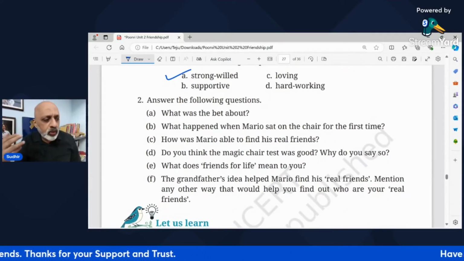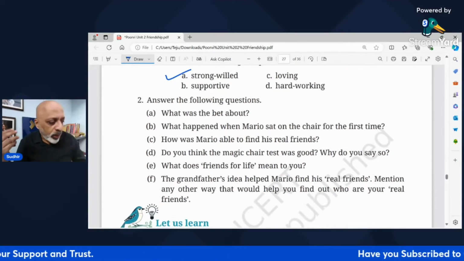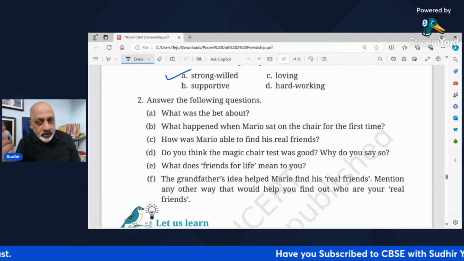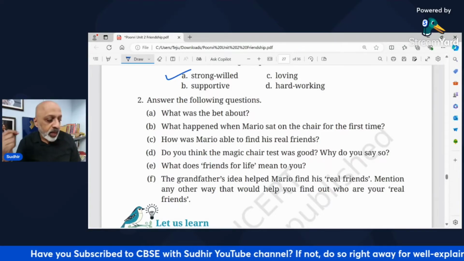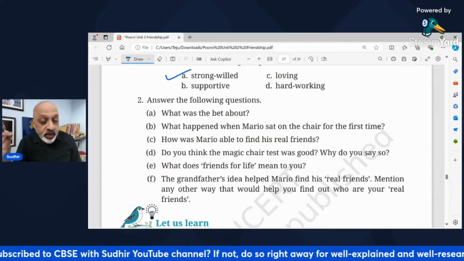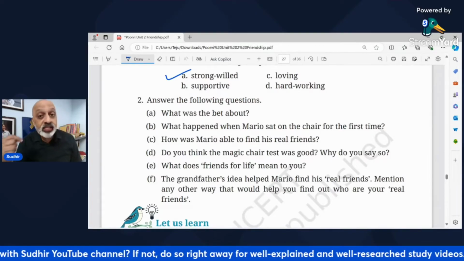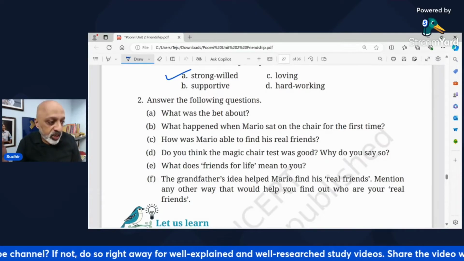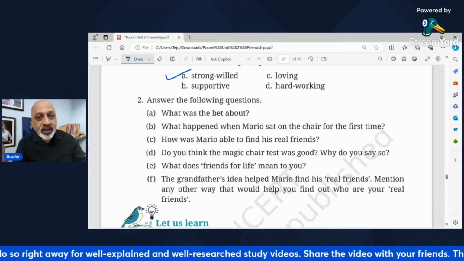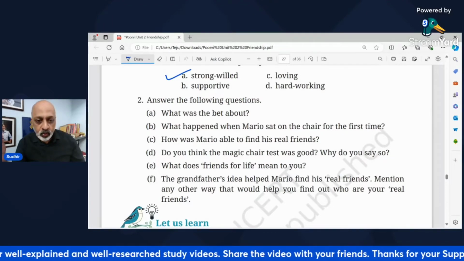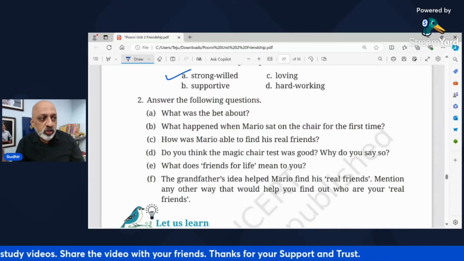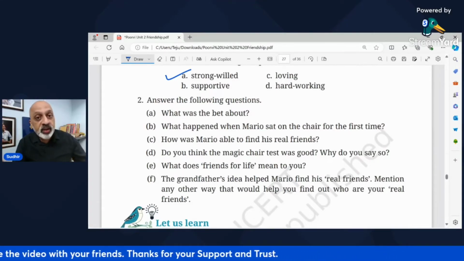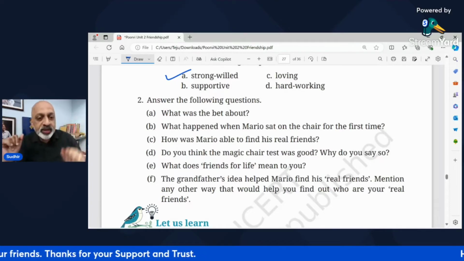What was the bet about? The bet was about whether Mario indeed, I'm dictating the answer, please write it down, there is no space to write here, whether Mario indeed had many friends. His grandfather told Mario that he did not have as many friends as he thought he had. They were just companions or partners. Okay. And the bet was over a fruit chart, was to test whether his schoolmates were his real friends or not. That was the complete answer.